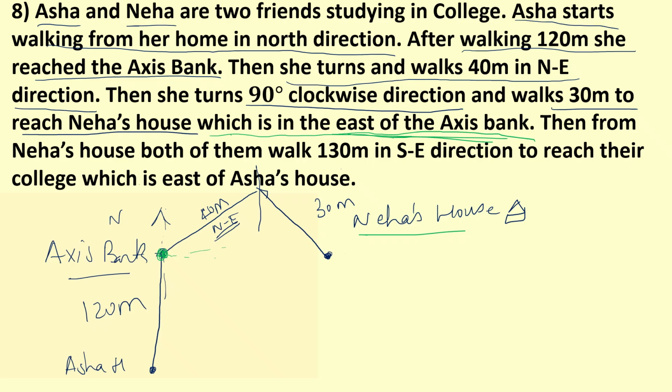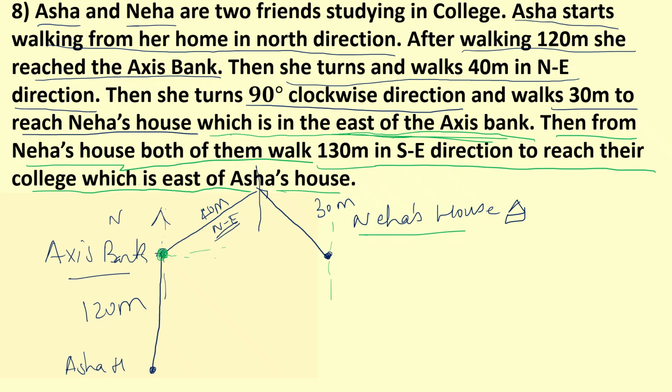Okay, next, then from Neha's house, both of them walk 130 meter in the southeast direction to reach their college, which is east of Asha's house. See how the question is twisted. Now, from Neha's house, they will both walk in the southeast direction, that is 130 meter.